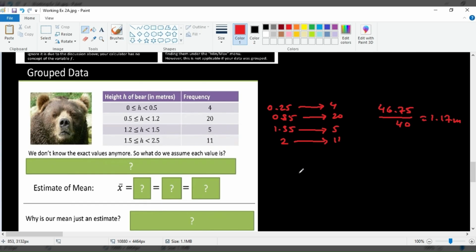And in here, you should write what is mean, just an estimate. So we will write, because group data loses information. That's the reason.